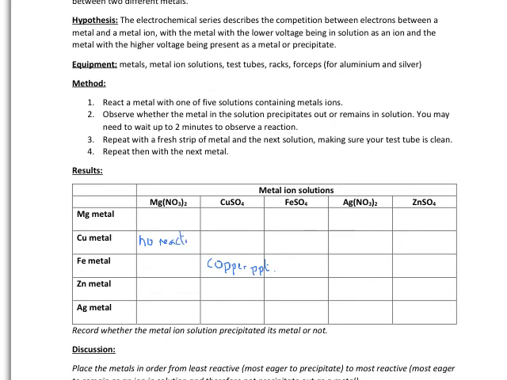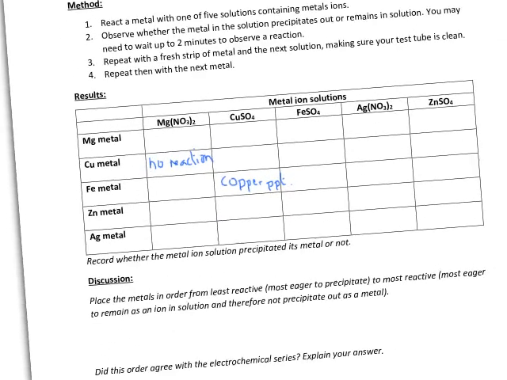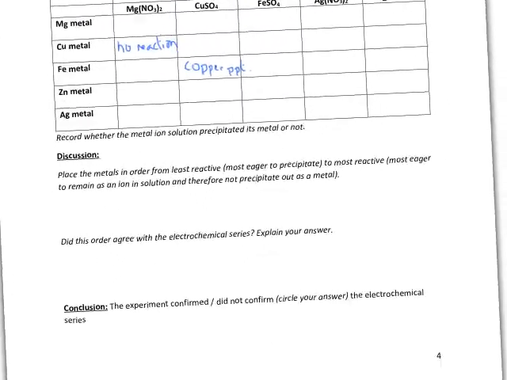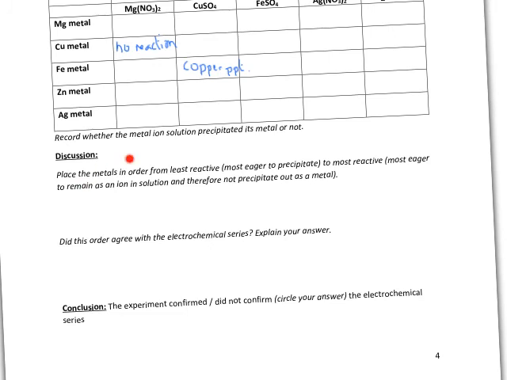and then you can refer back to the electrochemical series to find out whether the metals behaved as you expected to answer the discussion questions, and finally to answer the conclusion. Okay, that concludes the first task video for today.